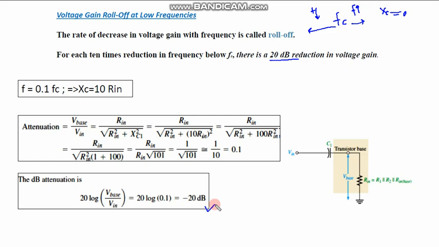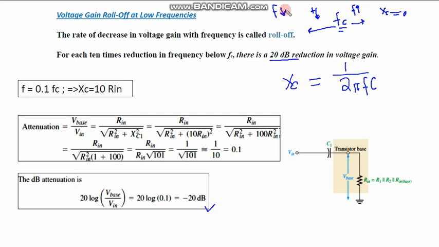So first of all, we assume this formula, which is Xc equal to 1 divided by 2 pi Fc. Remember, this is the very well-known formula. Now since we are studying low frequencies and we know the critical frequency Fc, let's talk about what happens if the frequency decreases further down below this Fc.